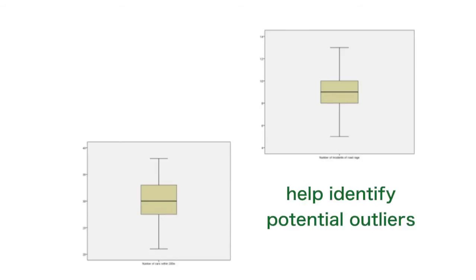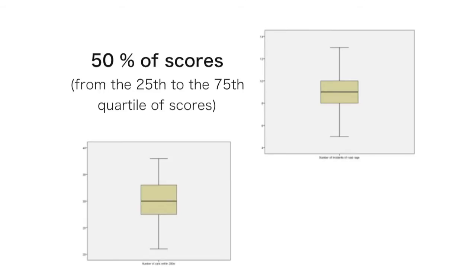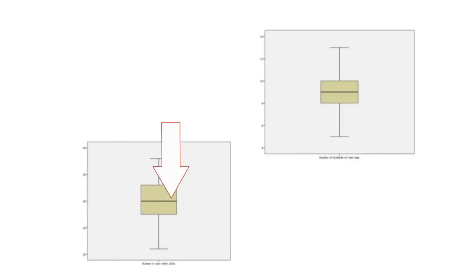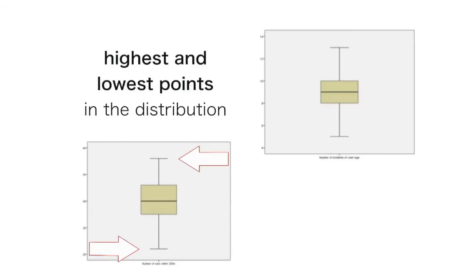So the box contains the middle 50% of scores, from the 25th to the 75th percentile of scores. The line in the middle of the box represents the median of the distribution, while the whiskers that you can see extend to the highest and lowest points in the distribution that are not outliers or extreme scores.